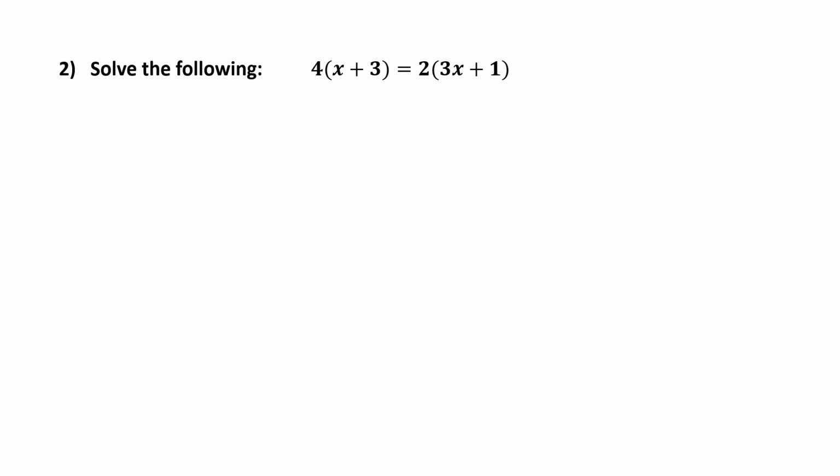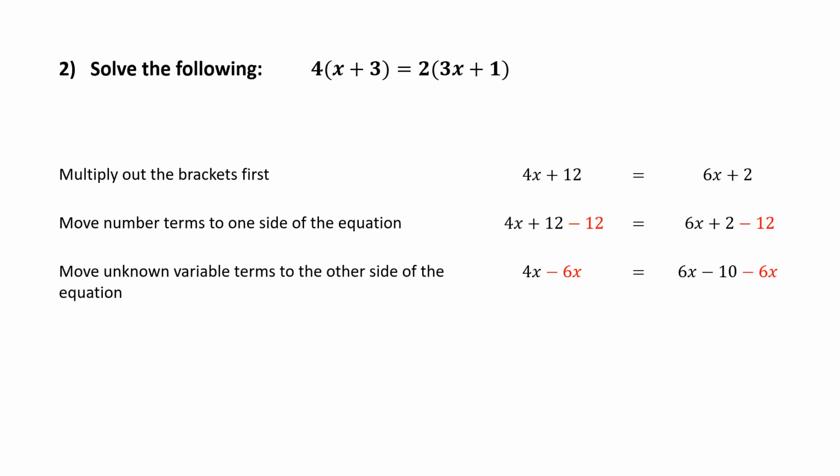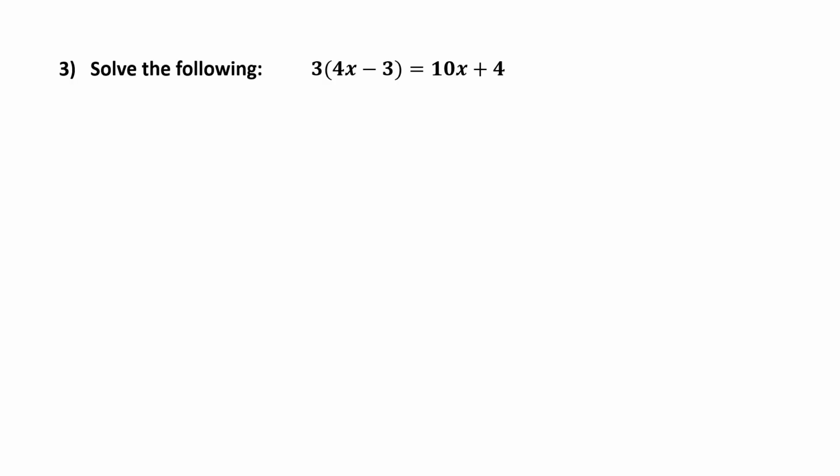So again, pause the video, have a go, unpause when you're ready. Cool, we'll go through this quickly so you know what to do. So for this one, our answer should be equal to 5. And then last one for this type of question, we have 3 times 4x minus 3 equals 10x plus 4. So pause the video and unpause it when you're ready.